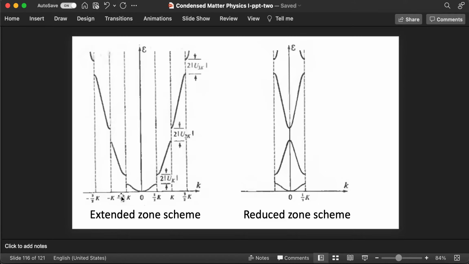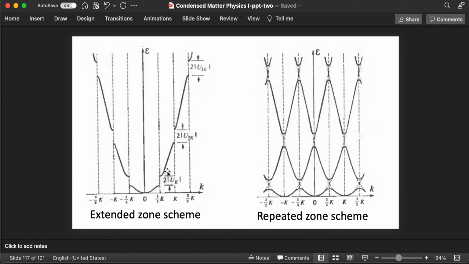I can reduce this extended zone scheme by taking this segment here and pushing it inside. This segment I can push it here. This segment I can push it here. This segment I can push it here, and so on. So I can fold it all inside, and the extended scheme becomes a reduced zone scheme.